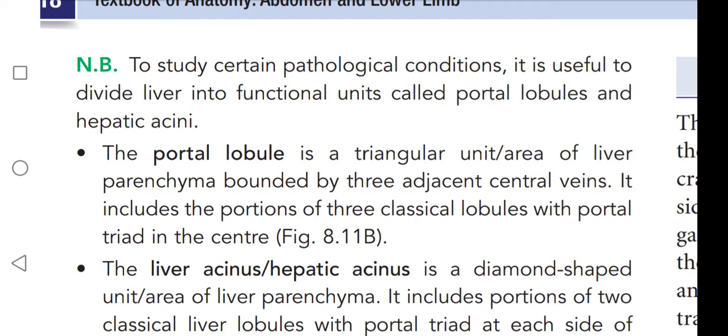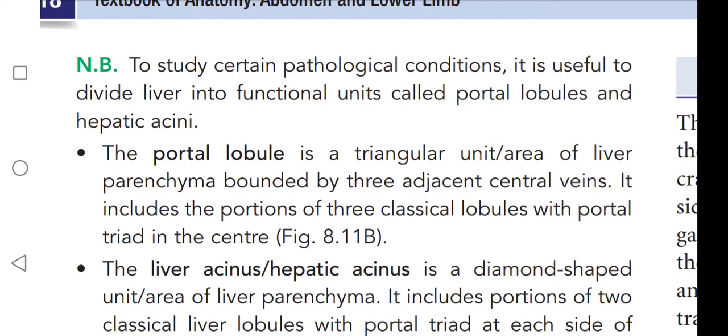The portal lobule is a triangular unit or area of the liver parenchyma bounded by three adjacent central veins. It includes the portions of three classical lobules with the portal triad in the center.